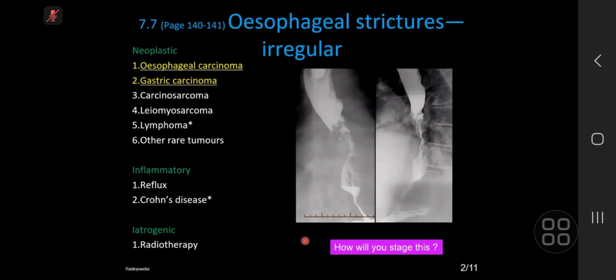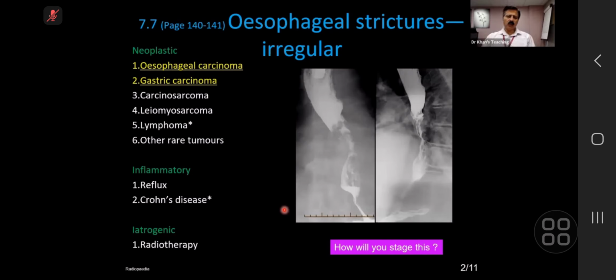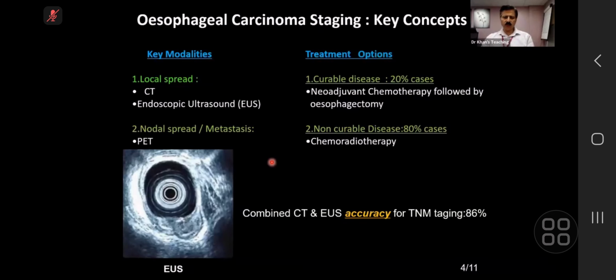It can be staged by endoscopic ultrasound for the T staging and CT chest to look for distant metastases. Okay, very good, well done. Now, please continue with us. I'll go into a bit of a teaching mode here.